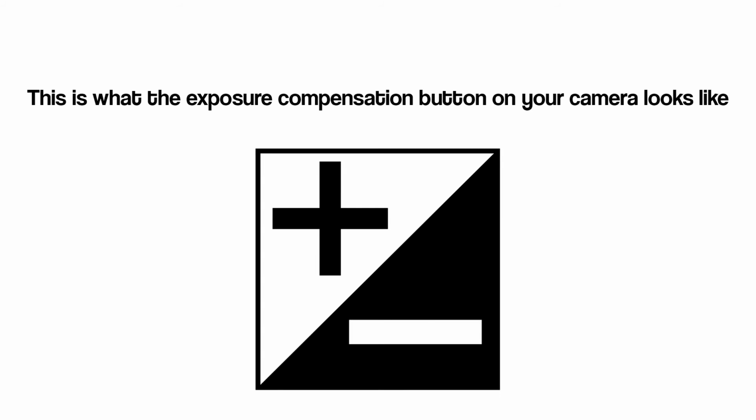To change your exposure compensation, I'll put a few little icons on the screen here. But basically there's a button on your camera that has a little plus and minus. And on most cameras, like on the D800 I'm using today, that exposure compensation setting is changed by pressing and holding the button and then rotating the camera's main command dial. Pretty much every DSLR is going to have the exposure compensation button, and it's going to be changed in a similar fashion.